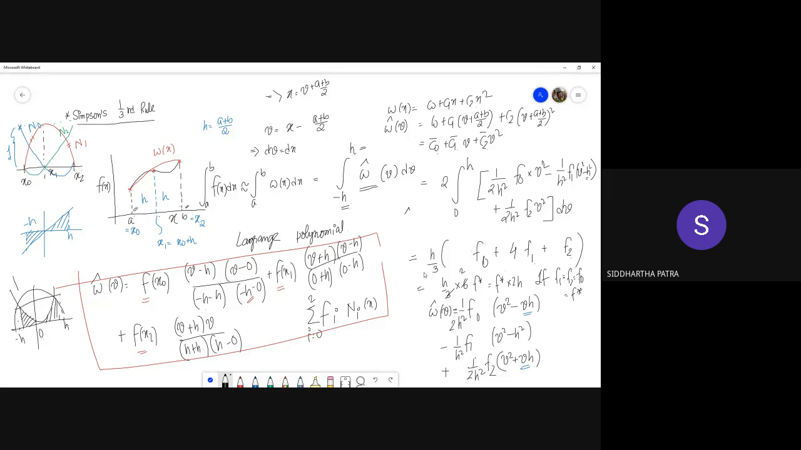Everything that we have done was for taking a single pair of segments. If we take n such segments, or rather 2n such segments, what would happen?